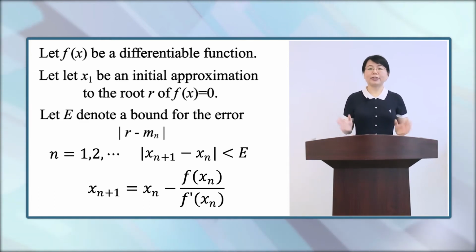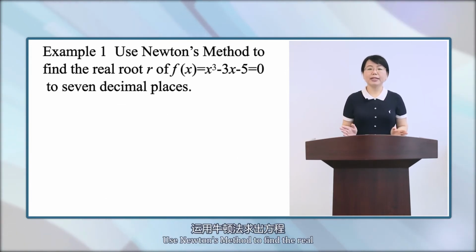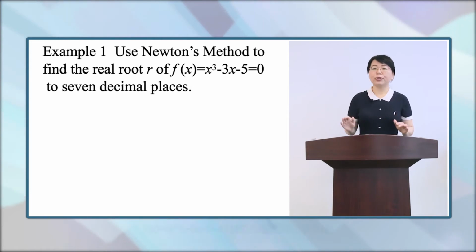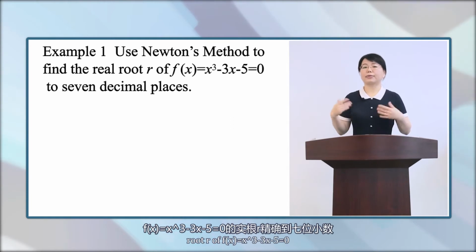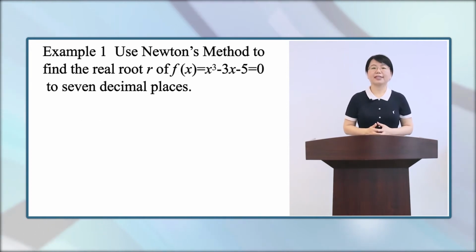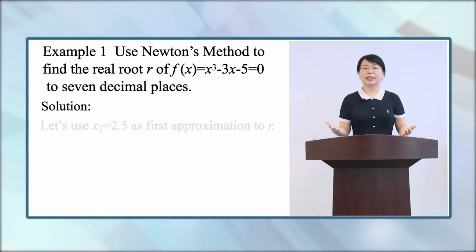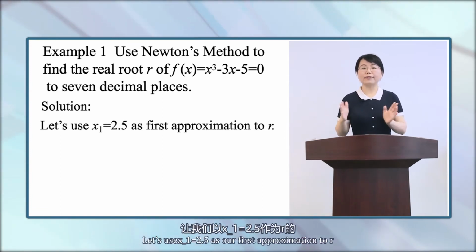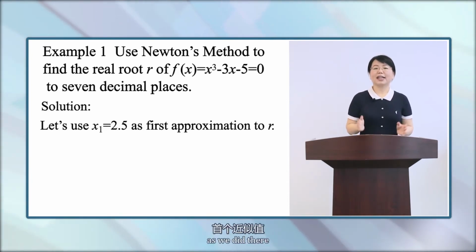Just now we talked about Newton's method. So let's do one example about that. Please use Newton's method to find the real root r of f(x) = x^3 - 3x - 5 = 0 to 7 decimal places. Now let's solve it. First, let's use x1 = 2.5 as our first approximation to r, as we did there.